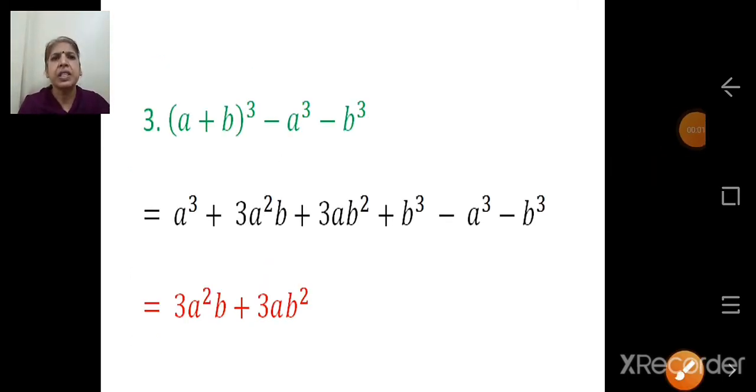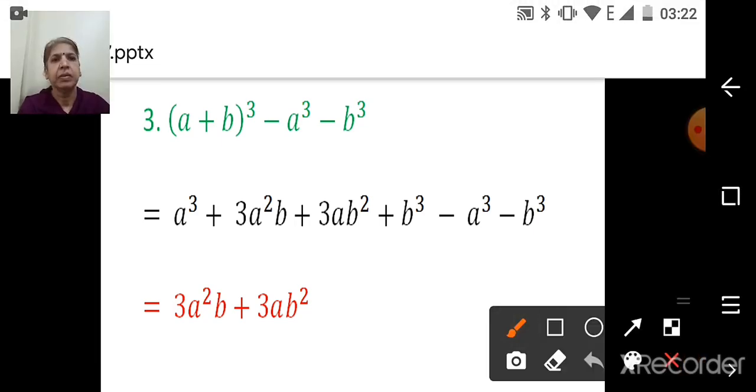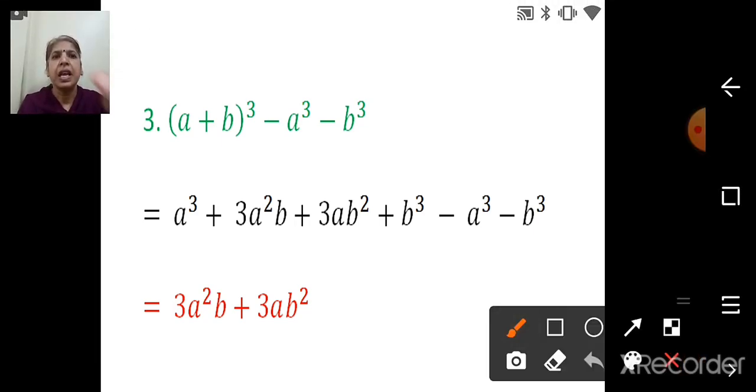Next question is (a plus b) the whole cube minus a cube minus b cube. Yes children, so it is (a plus b) the whole cube, and already we have the simplified terms, minus a cube minus b cube. So what are we going to do? Here we will be using the formula (a plus b) the whole cube, that is the expansion formula which we have studied in chapter 5.